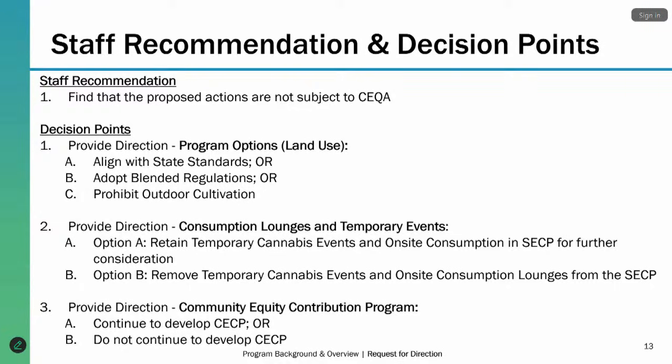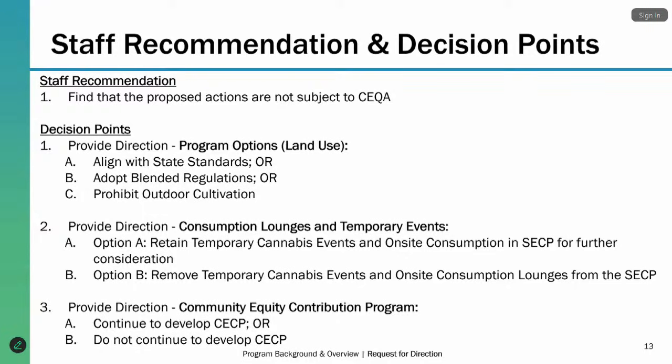Staff is seeking the board's direction on 3 decision points. The first decision point relates to land use program options to ensure staff understands the board's policy goals. The board may select one of the program options as presented or direct modifications, including allowed facility types, sensitive uses, buffer distances, and separation requirements.